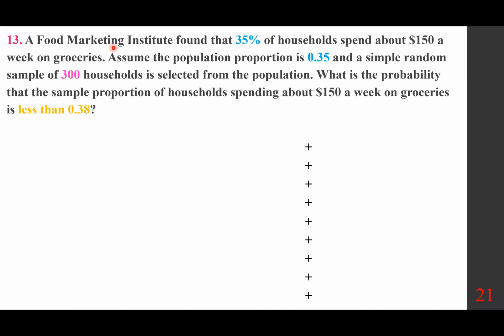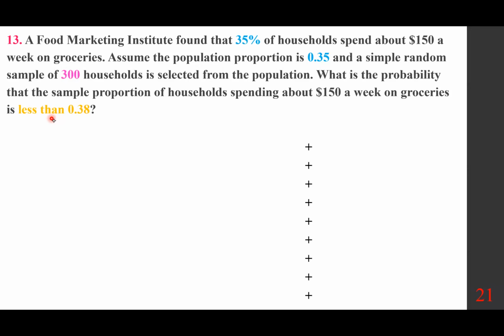A food marketing institute found that 35% of households spend about $150 a week on groceries. Assume the population proportion is 0.35 and a simple random sample of 300 households is selected from the population. What is the probability that the sample proportion of households spending about $150 a week on groceries is less than 0.38? Excellent.